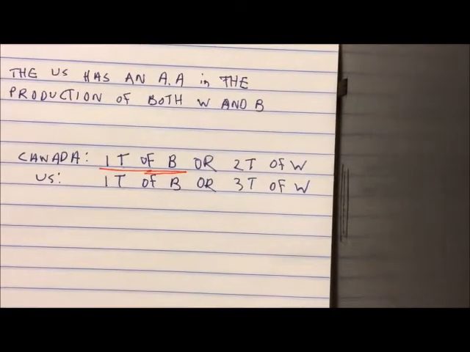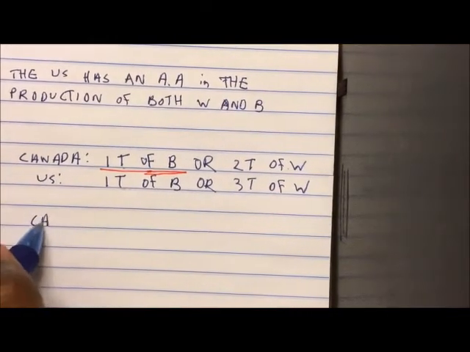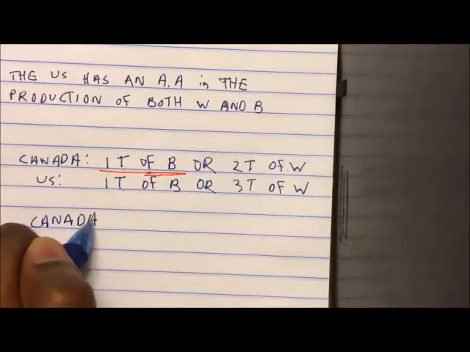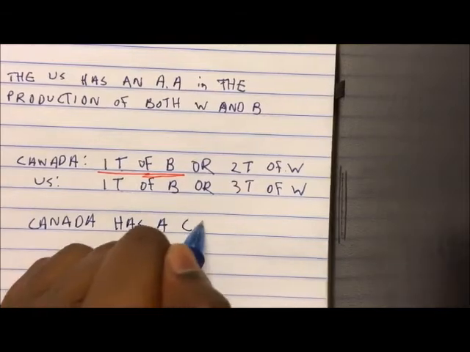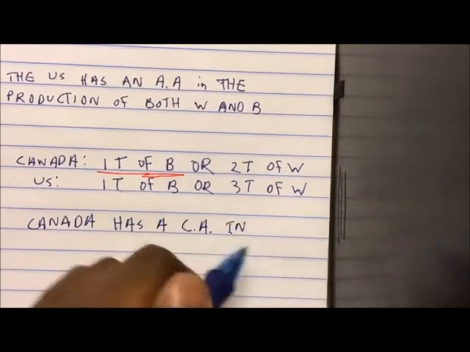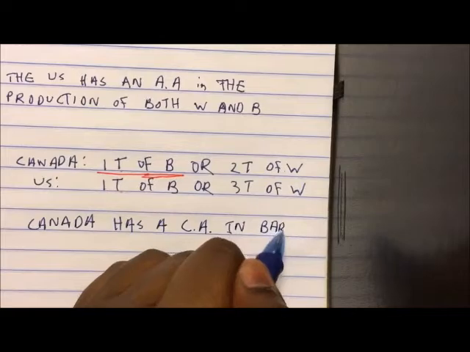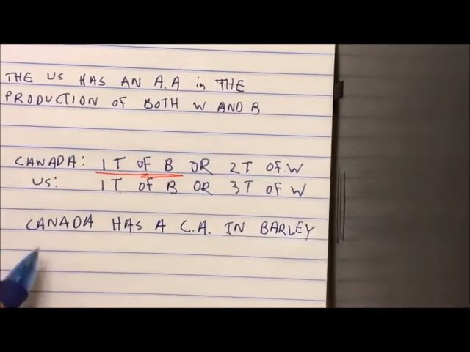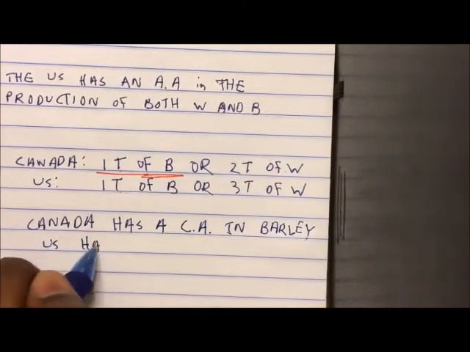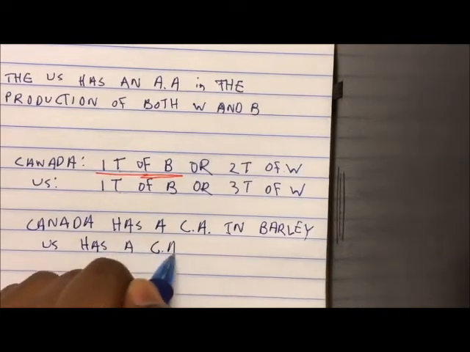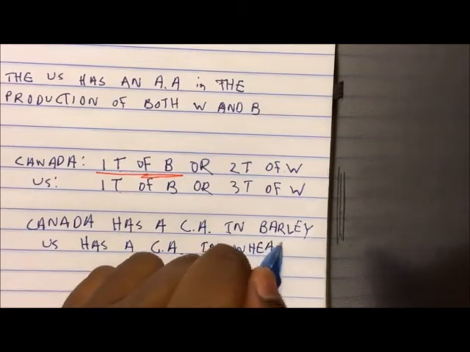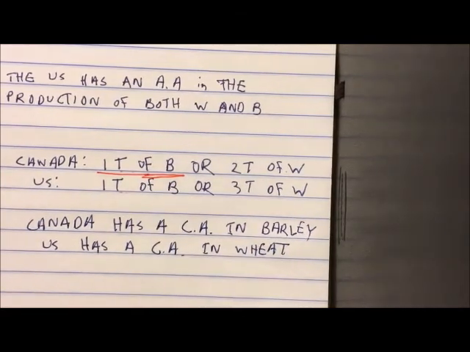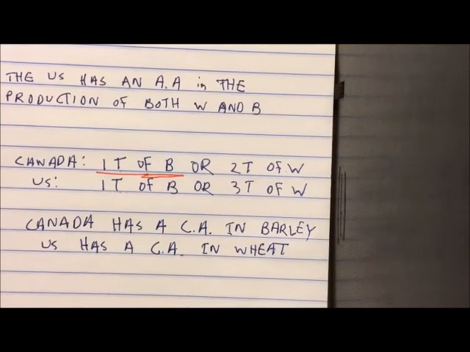Our US has a comparative advantage in the production of wheat. So we can write then, Canada has a comparative advantage in barley. US has a comparative advantage in wheat. Okay, and that's how we calculate absolute and comparative advantage.